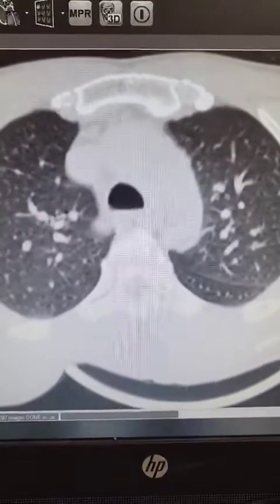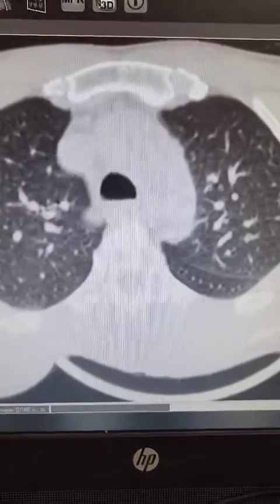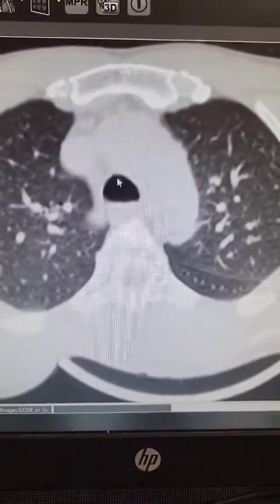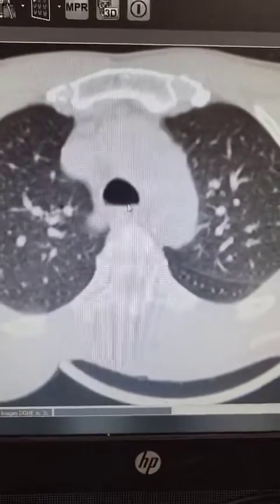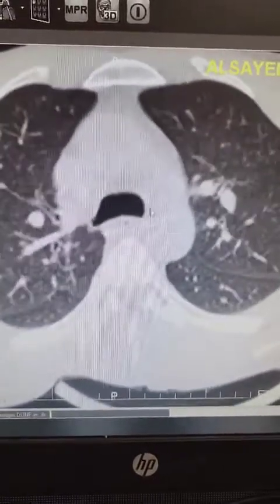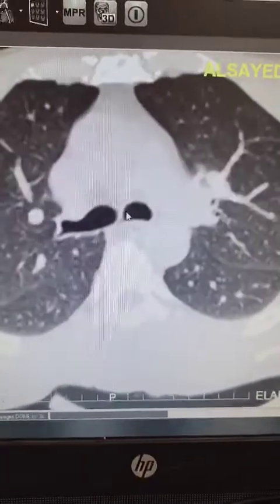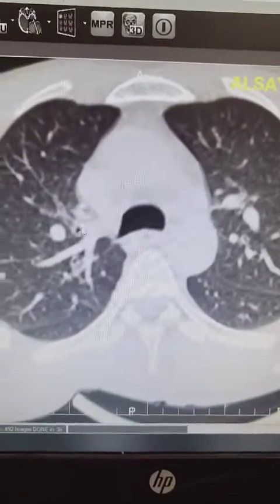Today we are going to talk about the normal anatomy of the tracheobronchial tree. This is the trachea, and it is a midline structure. When it goes downward, it will divide into right and left main bronchi. Just before its division, we have to look at its right side.